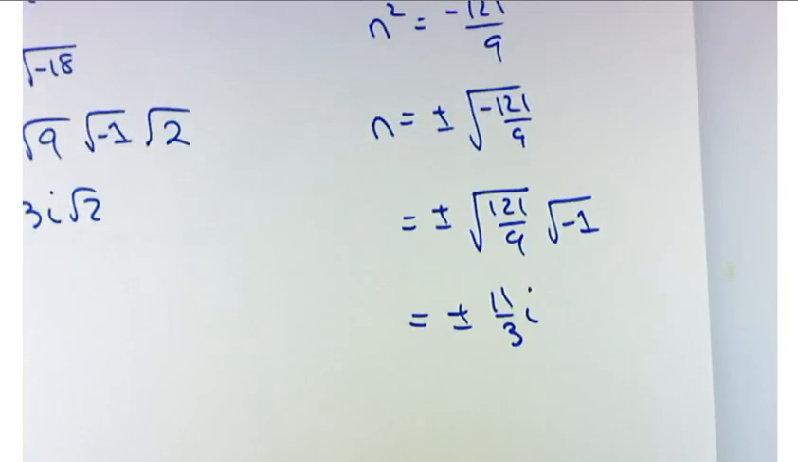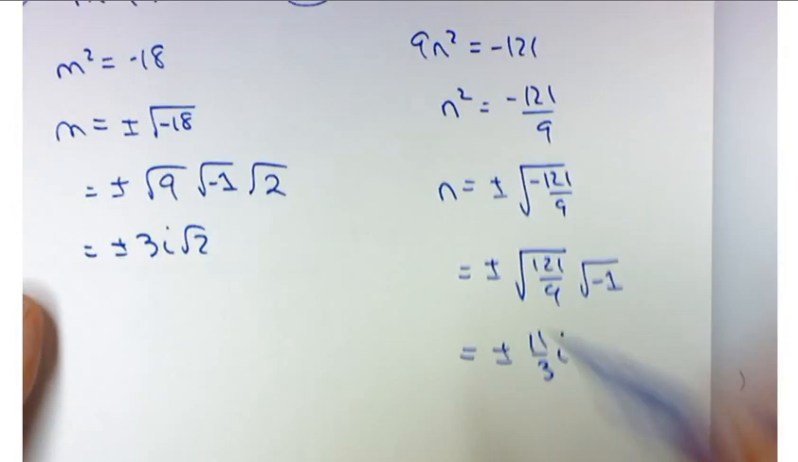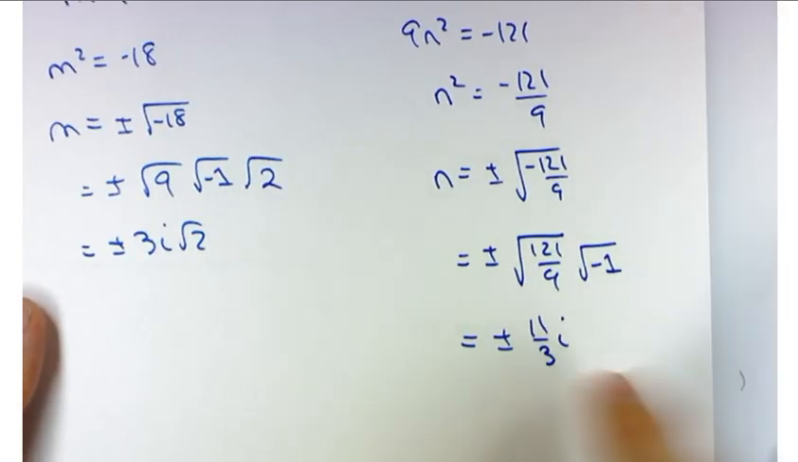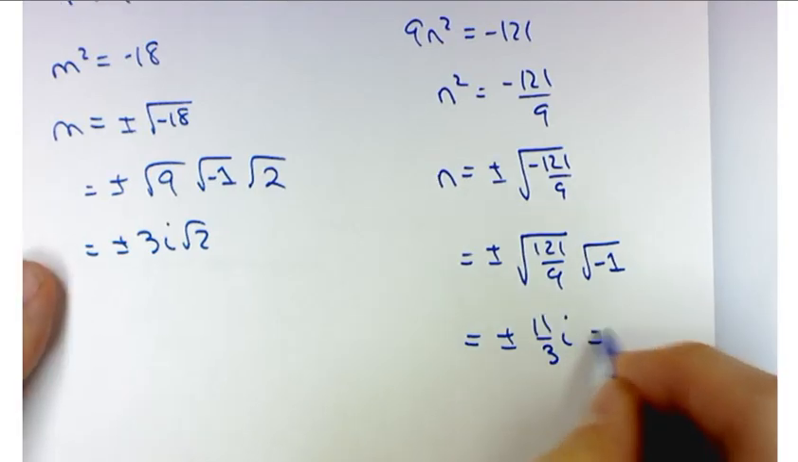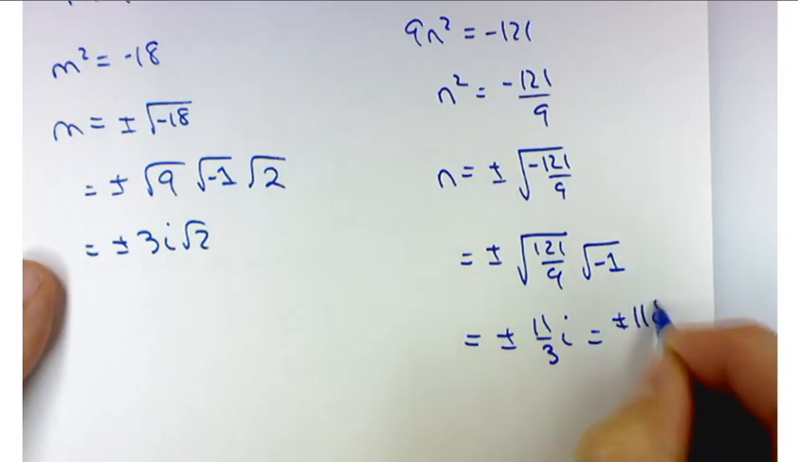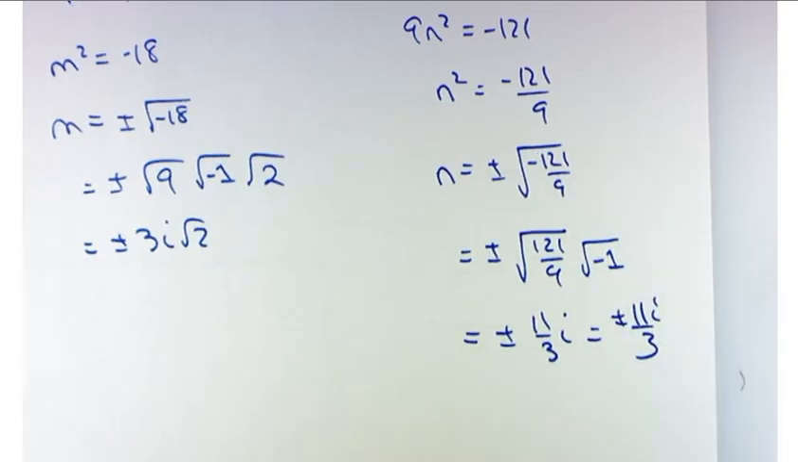So again, there's 2 important things that I want to stress here. 1, make sure you remember the plus or minus. And 2, don't forget the i. Definitely need to see both of those. That's fine too. You could do plus or minus 11i over 3. That's acceptable as well. There's a lot of different forms that I would probably accept.